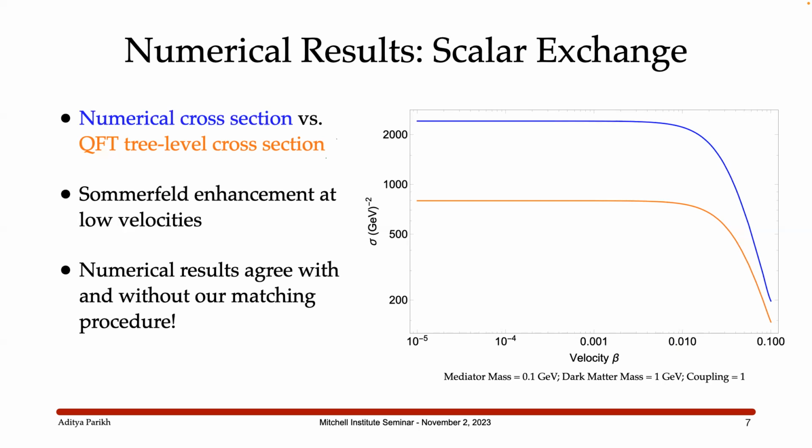The other thing to point out is that the orange curve, or red, depending on how it's showing up there, is the tree level cross section, just taking the single exchange in field theory. And what you notice is that at low velocities, you get a significant enhancement between the two. So this is really showing you that Sommerfeld enhancement is kicking in at low velocities. You're getting a massive jump in the cross section because of this effect. And with and without the matching procedure, the numerical results for the full answer still agree. So it gives you confidence that, okay, we can actually do this.